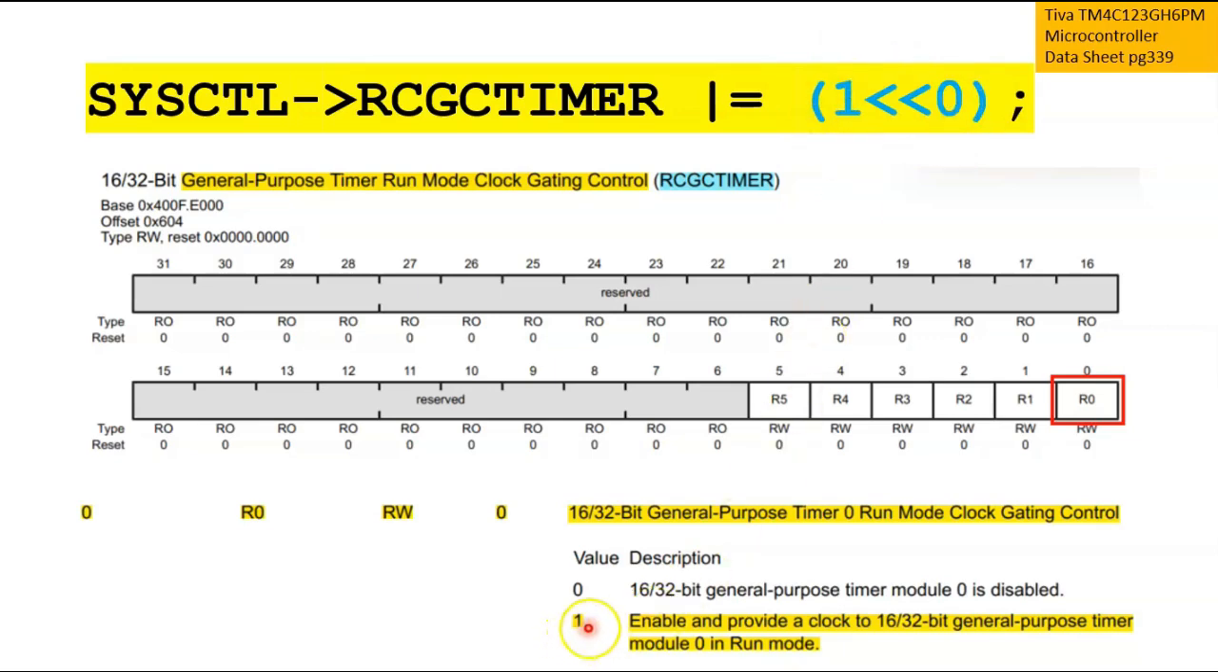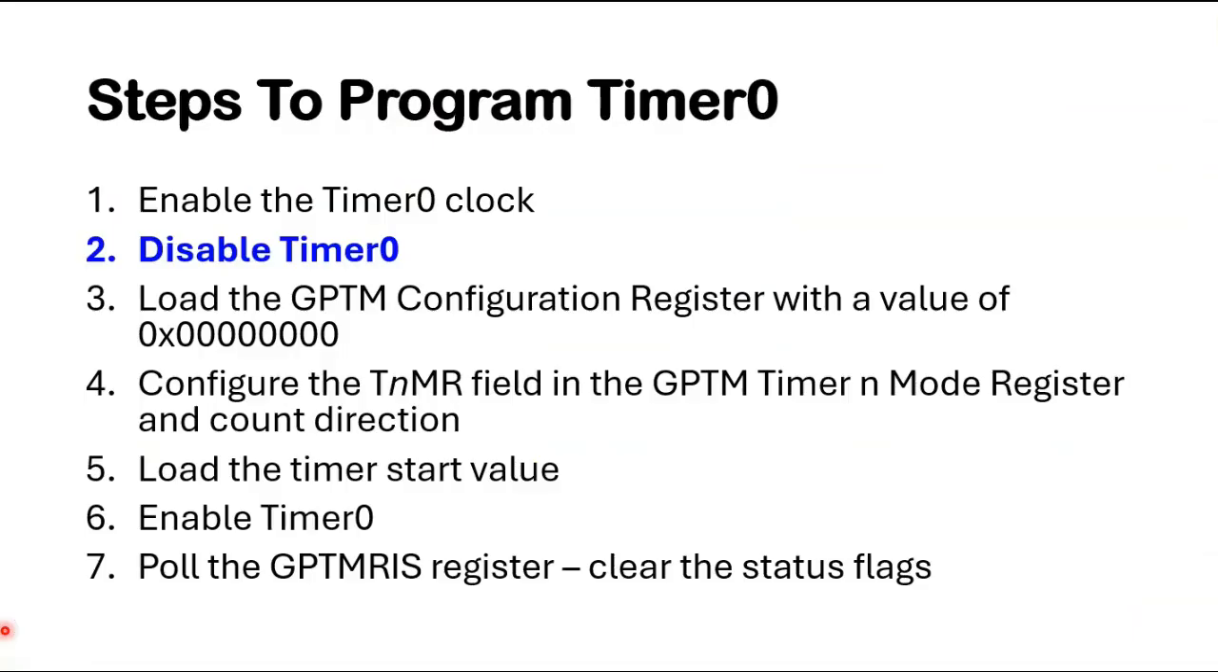Alright, and from the datasheet we read a value of 1 enables and provides a clock to the 16/32-bit general purpose timer module 0 in run mode. Step 2. Step 2 is to disable timer 0.